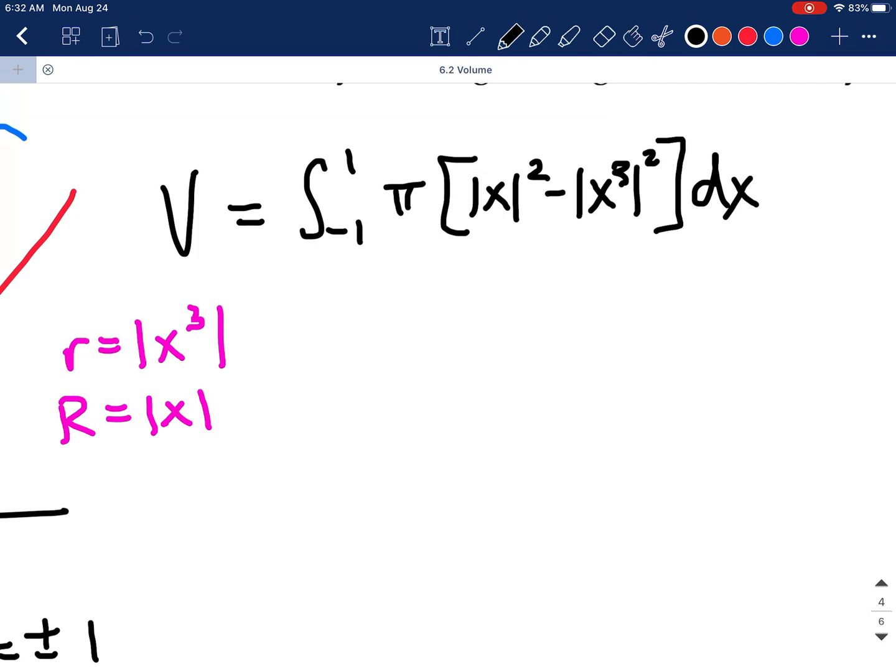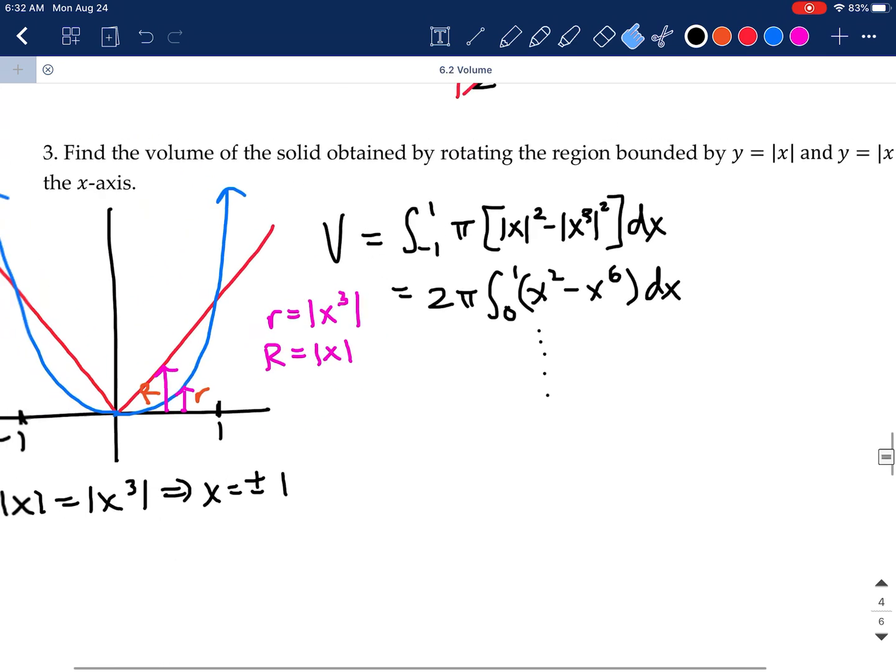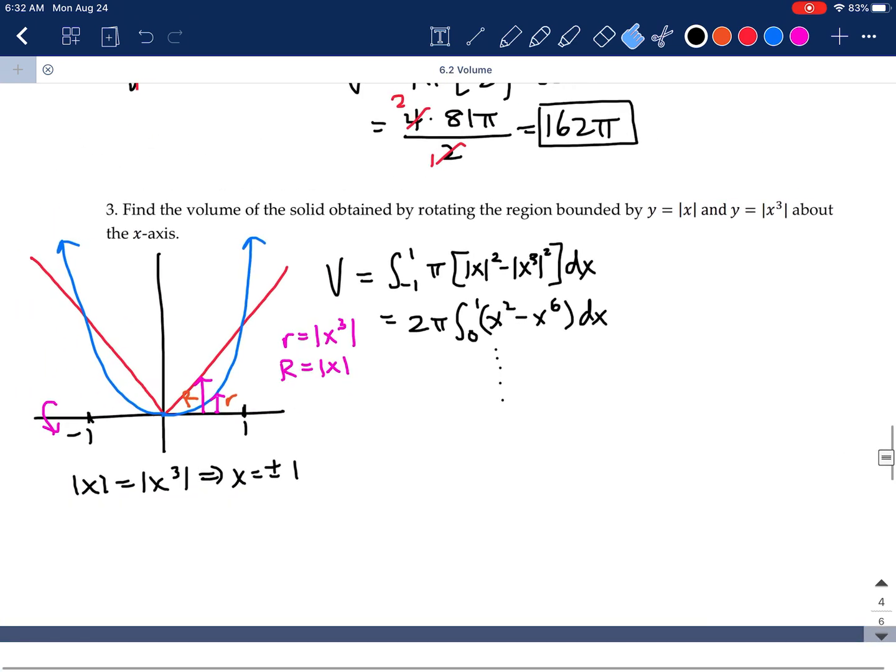We don't have to worry about negative values, but we'll leave it as is for now. But again, if we wanted to use symmetry, we could multiply by 2, bring the pi outside, and just integrate 0 to 1. And it's going to be x squared minus x to the 6th. And again, I'll let you evaluate that one on your own.